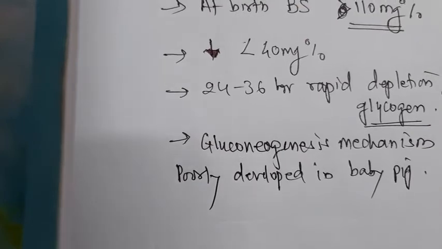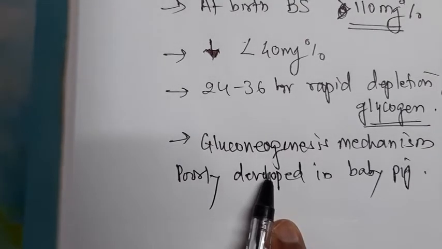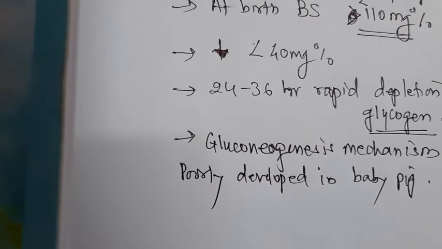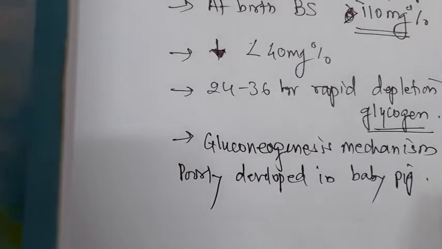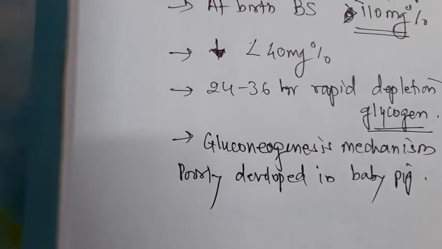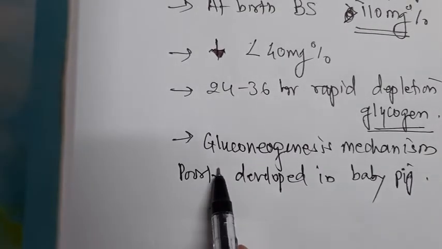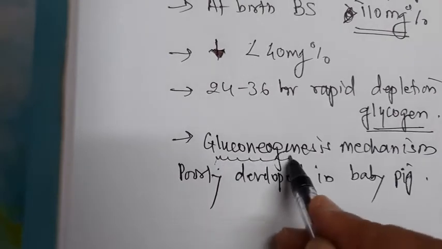So, enzymes which are required for gluconeogenesis. As you know, during fasting in monogastric animals or human beings, the glycogen stored in the liver is depleted after 24 to 36 hours. To compensate for that, there is a gluconeogenesis mechanism that we have studied, isn't it?